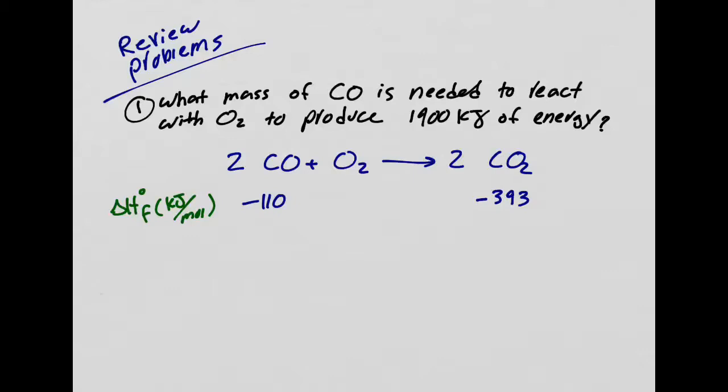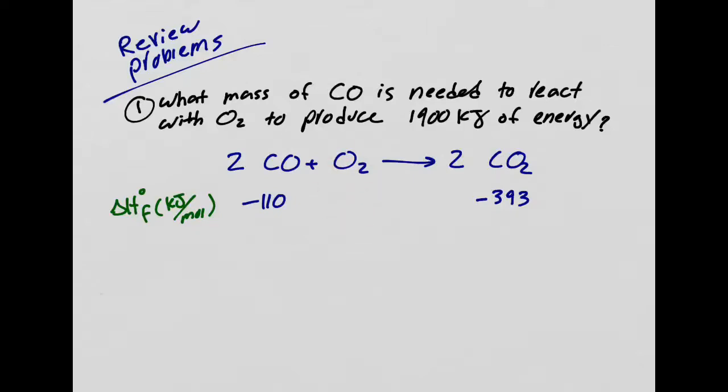After I put up each problem, pause me, do the problem, and then unpause me, and then let's go over the answer together. It says, what mass of carbon monoxide is needed to react with O2 to produce 1900 kilojoules of energy? Now, what I've given you here is the delta H of formation. By the way, how come I did not give you the delta H of formation for O2?